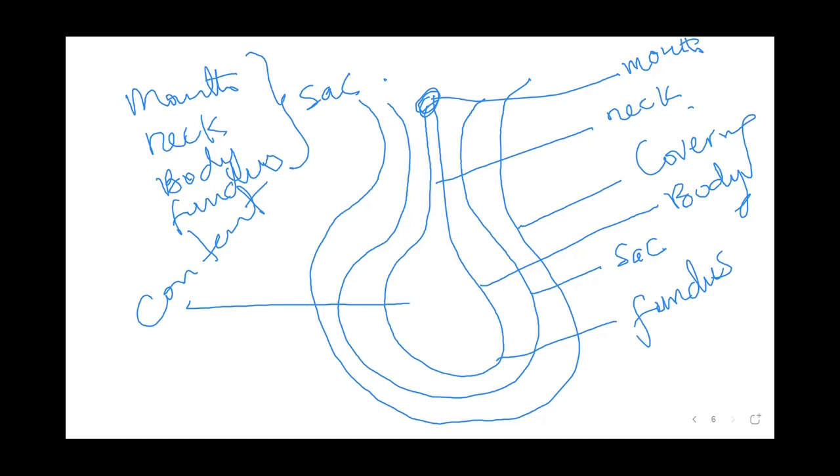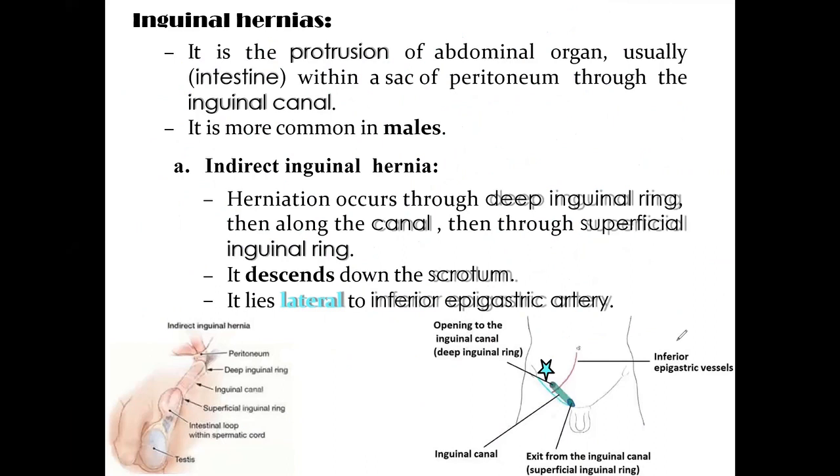Okay, so when you say an indirect hernia, the herniation occurs through the deep inguinal ring, okay? Then along the canal, coming out through the superficial ring. It may descend down into the scrotum to form a complete hernia. It lies lateral to the inferior epigastric vessels. So let me throw more light on this.